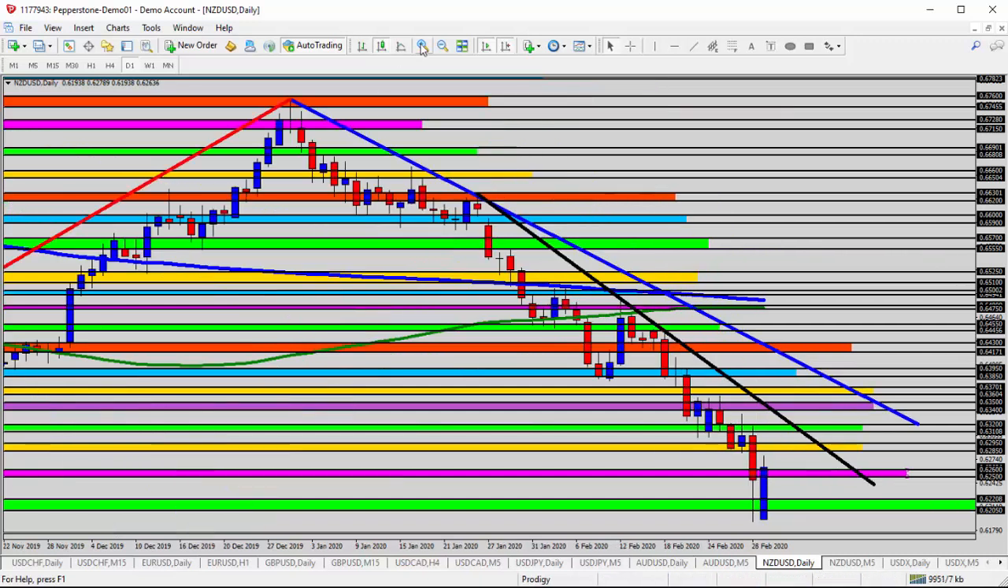Zoom it in one more time. So essentially what we're looking for today is that it gets above the pink zone, stays above the pink zone, 0.626050, does not get back underneath the pink zone, and continues to carry higher. The yellow, green, maybe the black trend line or the blue trend line become our targets on the way back up.